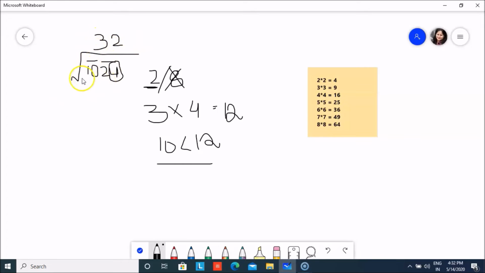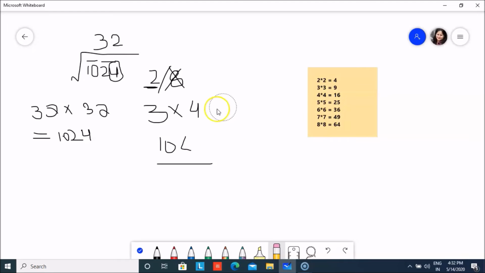And now the square root of 1024 is 32. Don't believe me? Check it on your own on a calculator. So 32 into 32 is equal to 1024. And let me give you one more example if you still find it tough.